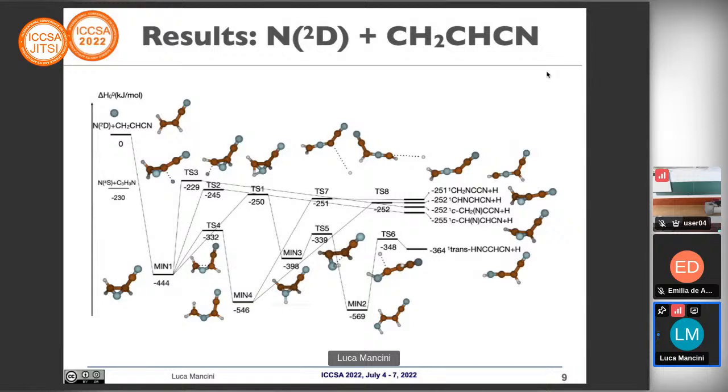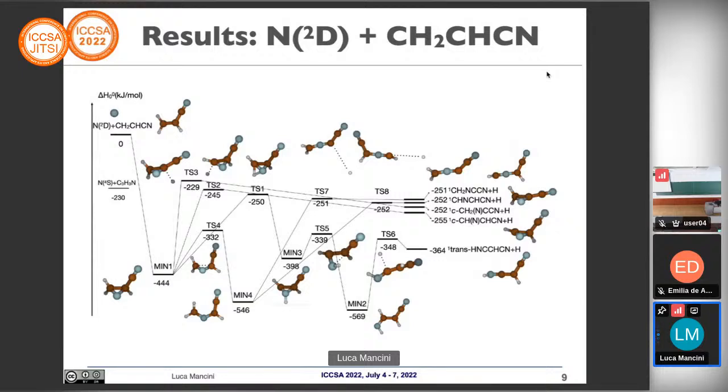The global exothermicity of the process is around 444 kJ per mole, and once formed, this intermediate can undergo hydrogen elimination, and in particular, it can form two different isomers. Also, the product isomers are characterized by the cyclic CNC structure. There are two different isomers depending on whether the hydrogen is eliminated from the CH2 side of the intermediate or from the CHCN side of the intermediate.